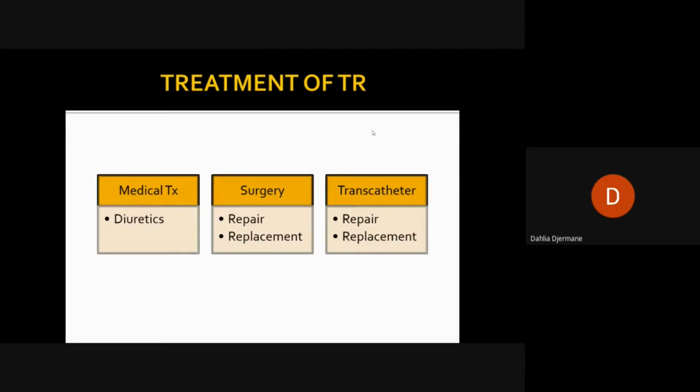Thank you, sir, for your presentation. What are the other predictors to assess the result of the edge-to-edge repair? Do we take into account the height of coaptation as for the mitral valve, or only the gap, the area of the gap, the dimension of the gap?